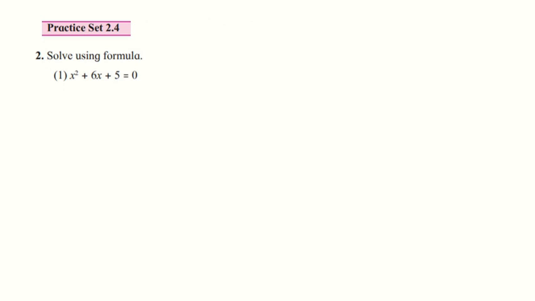Moving on to question number 2 for practice set 2.4. Second question is to solve using formula, that is, solve using formula method. So the first equation that is given is x square plus 6x plus 5 is equal to 0. So let's start this question.